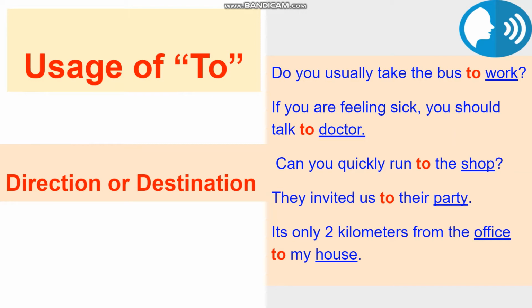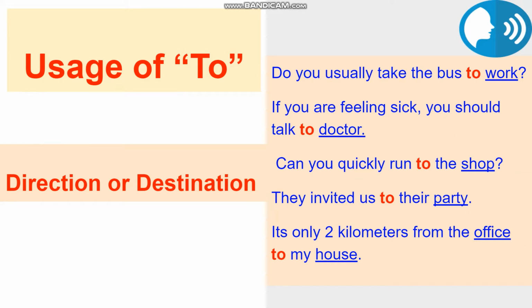For example, do you usually take the bus to work? So there is a movement, of course, in the direction to work. The destination is work. Now I'm going to give you a few more examples and I want you to pay attention to the destination or the direction being described in each. So if you're feeling sick, you should talk to the doctor. Can you quickly run to the shop? They invited us to their party.